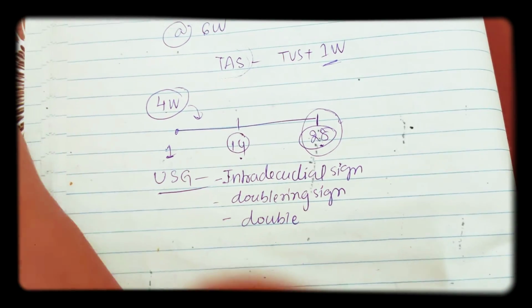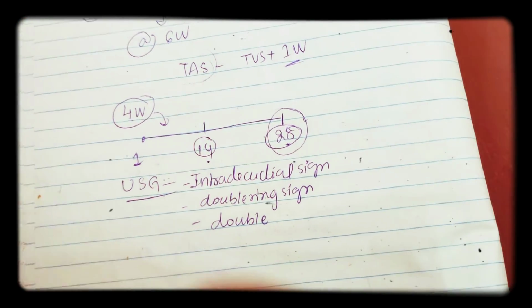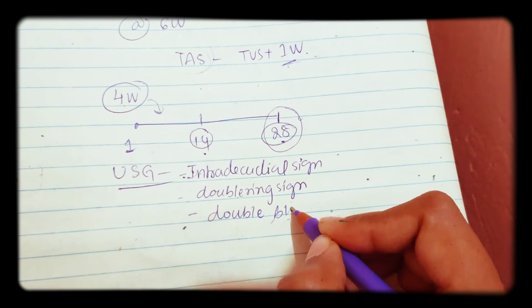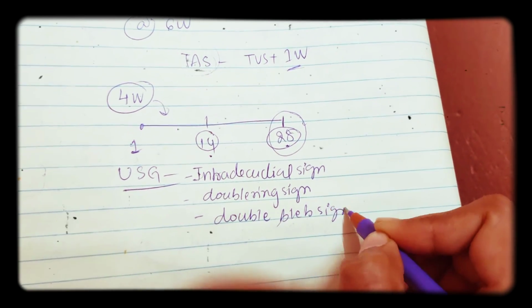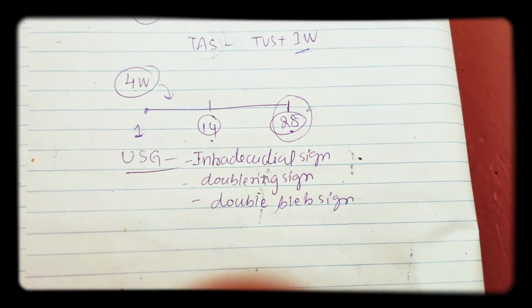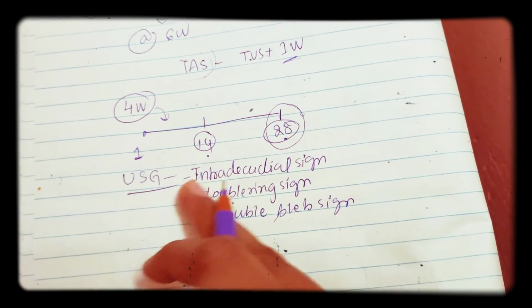Double bleb sign is where you will see the 2 sacs formed, that is the yolk sac and also the amniotic sac, right? So that is double bleb sign. So these are the 3 signs you should see.